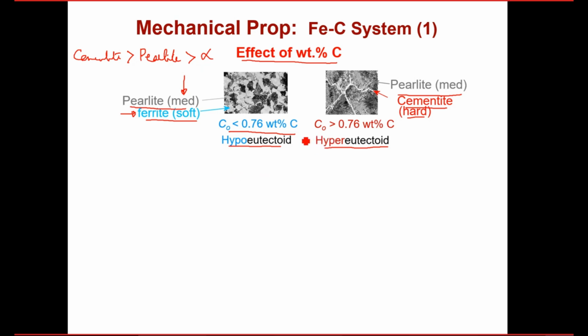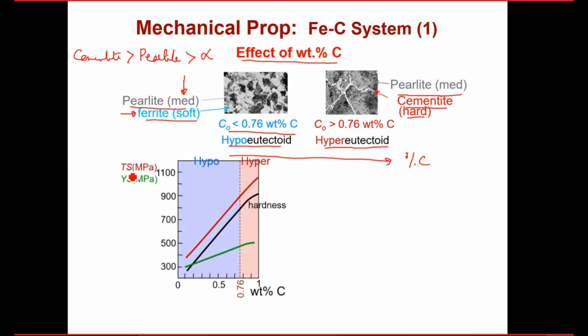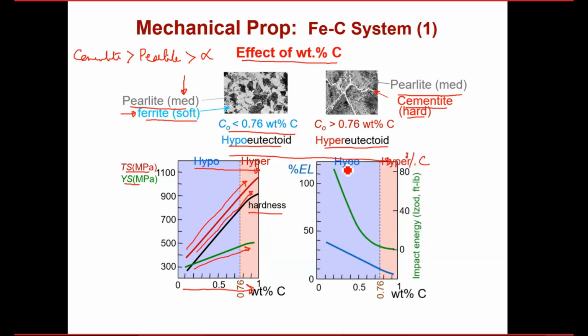So now if we see, cementite is increasing as my percentage carbon is increasing. So what do I expect? Expectation is that all the three properties, tensile strength, yield strength, and hardness, as the percentage of carbon is increasing, or as I am moving from hypo to hypereutectoid steels, the tensile strength is increasing, the yield strength is increasing, and the hardness of the material is increasing. And the ductility or percentage elongation would have exactly opposite trend.